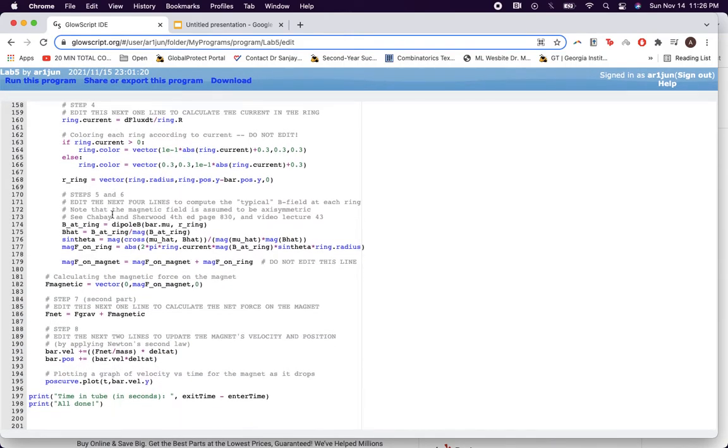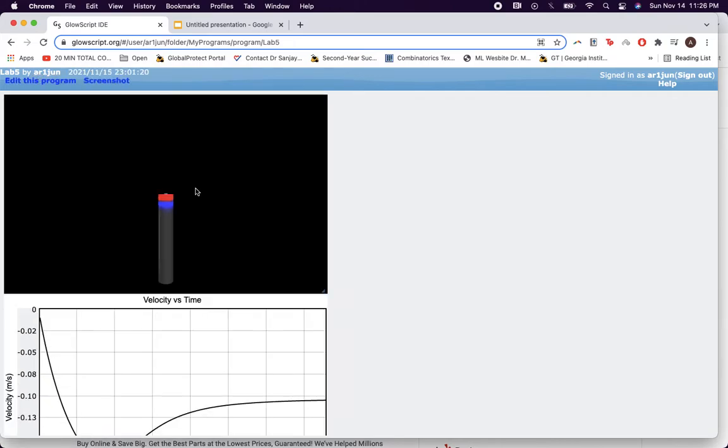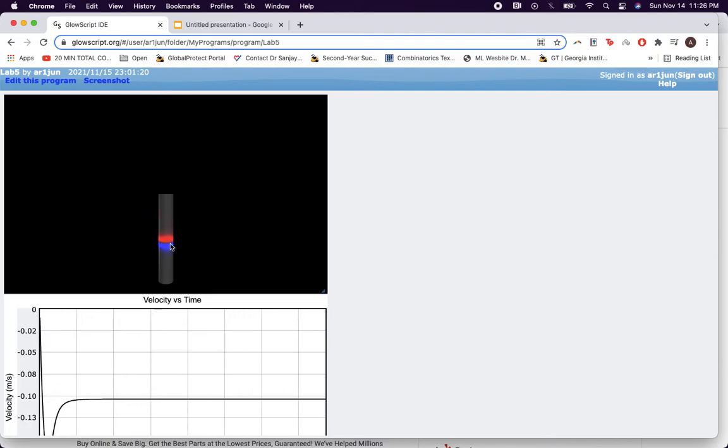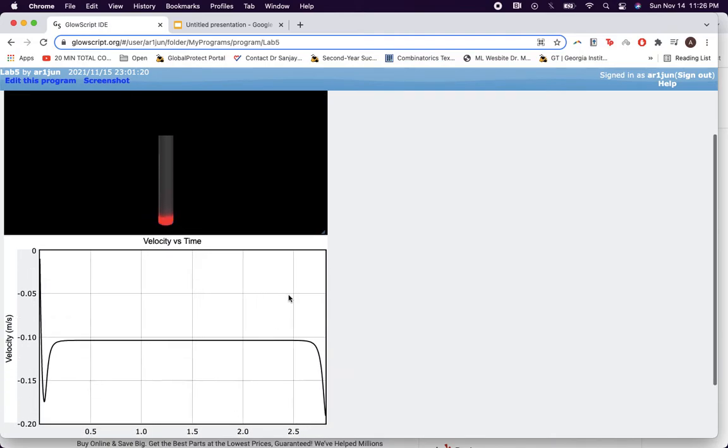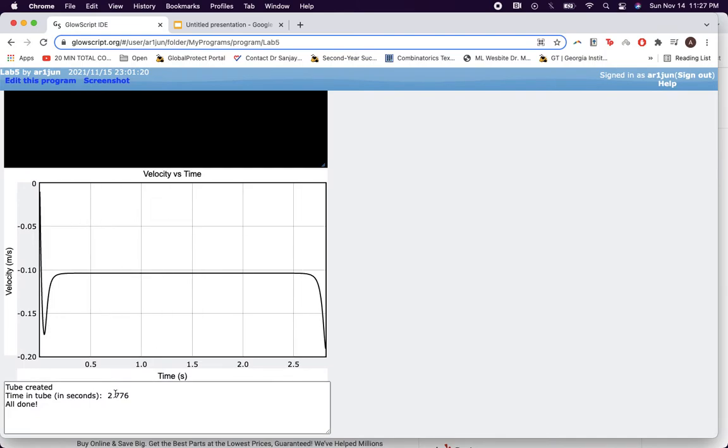And we're done. Let's run this program and see what we get. This is the magnet falling. Here's a graph. If you could see the red and the blue colors, they correspond to magnetic poles. The north pole was the blue color, and the south pole was the red color. Also, the time taken was 2.776 seconds, and the graph is seen over here.